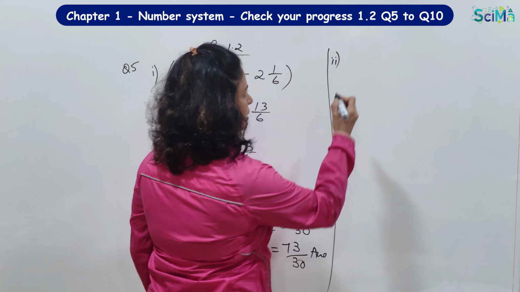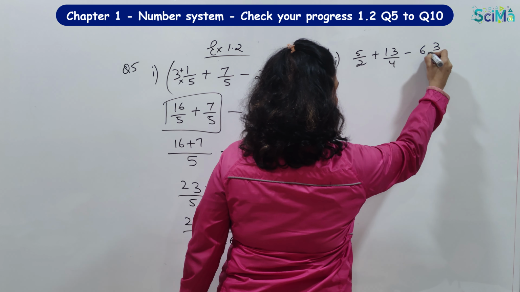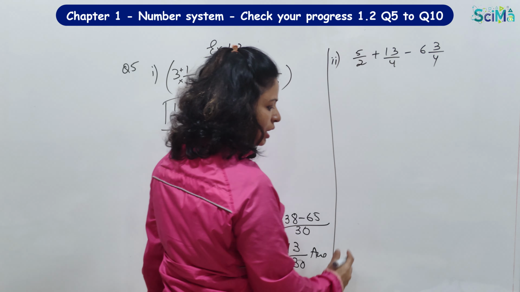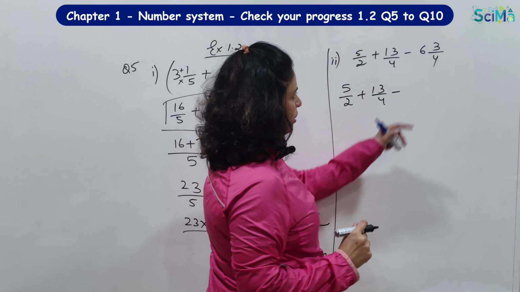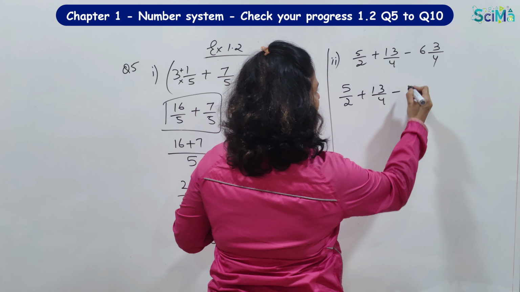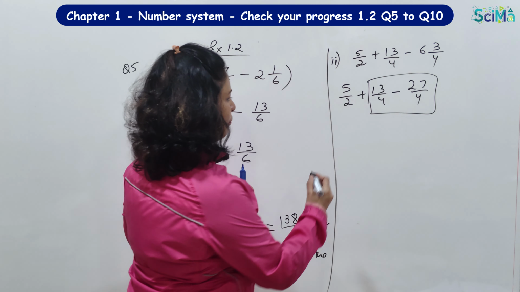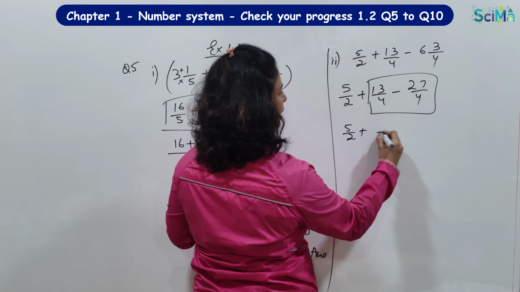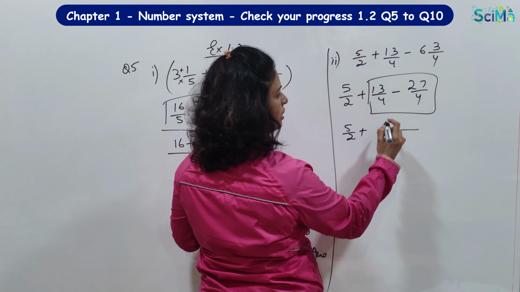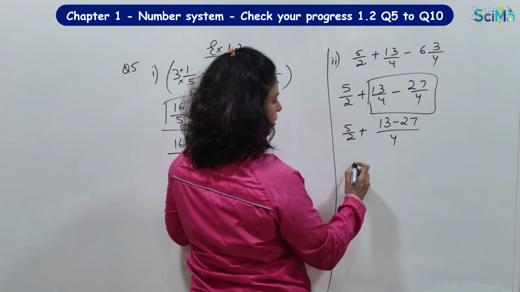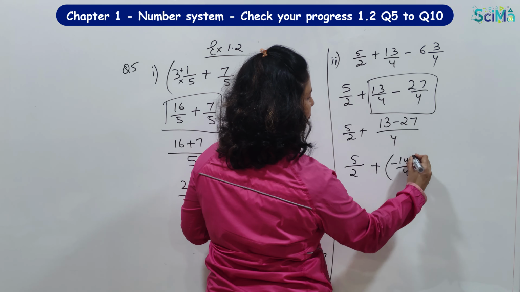So the second part here is 5 by 2 plus 13 by 4 minus 6 3 by 4. Okay. So here it is 5 by 2 plus 13 by 4 minus, 4 into 6, 24 plus 3, 27 by 4. So now if you see here the denominators are same, we can keep this separate and then here we can do subtraction. So denominator is same, so we write 4 as a denominator and 13 minus 27. So 5 by 2 plus this will give you minus 14 by 4.